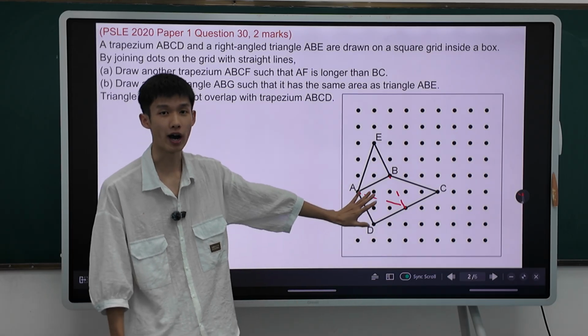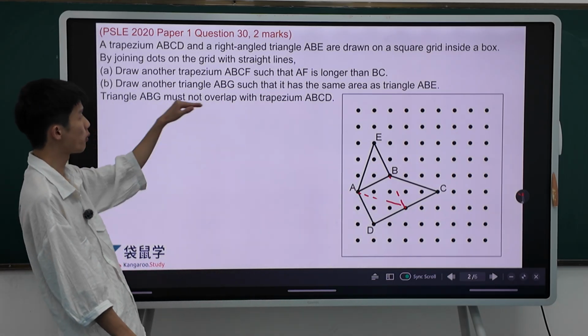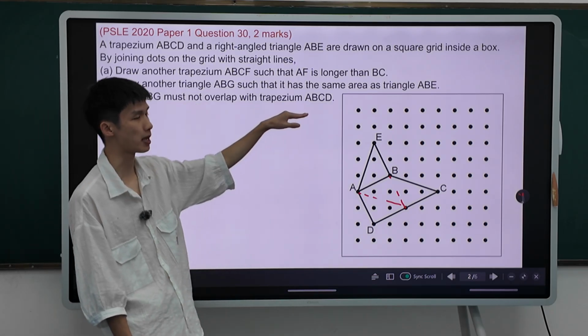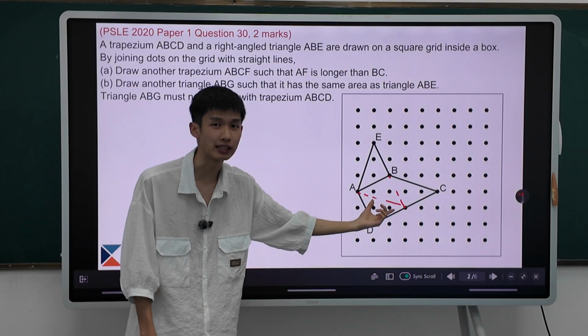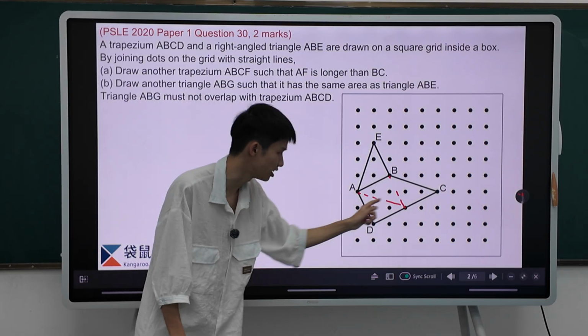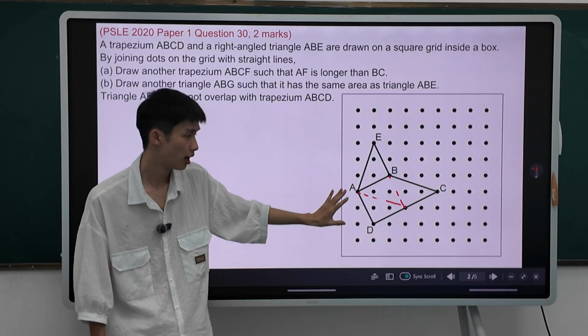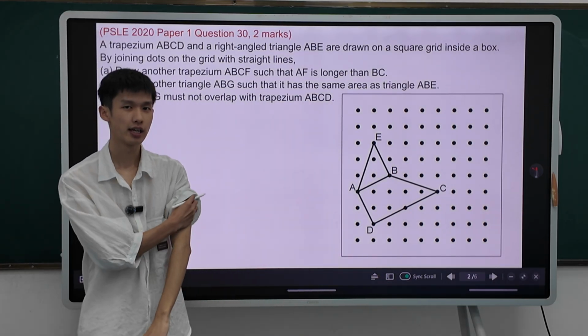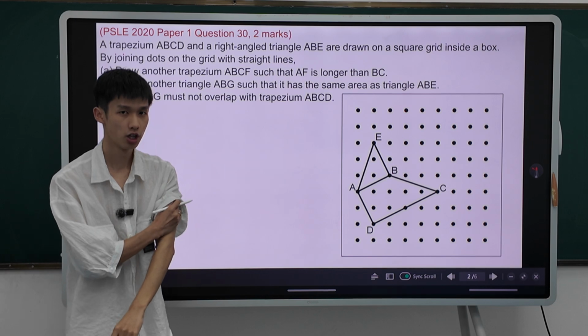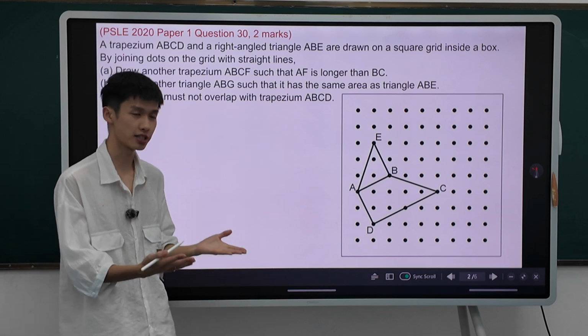Actually, that doesn't work. Why? Because we must not overlap with the trapezium ABCD. So this one works, it has the same area, but it overlaps with ABCD. So this one doesn't work. But how do we draw the same areas? Here we have another problem. To tackle these two problems, let me give you some hints.